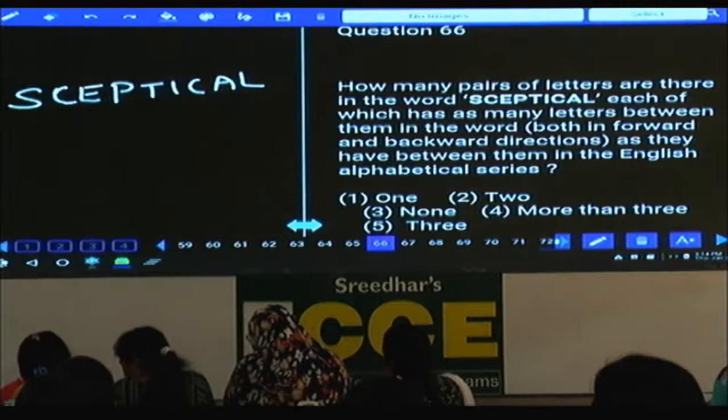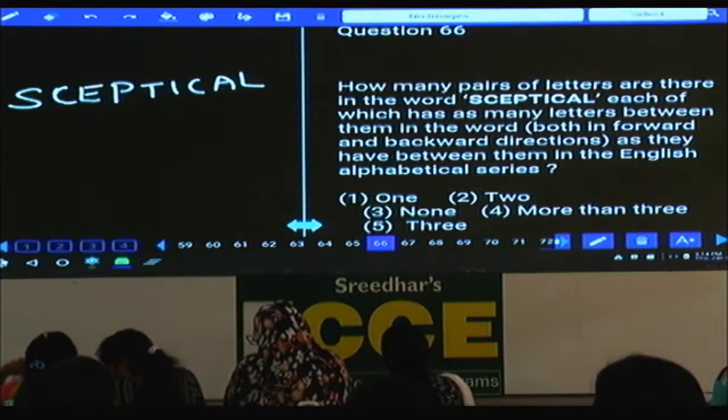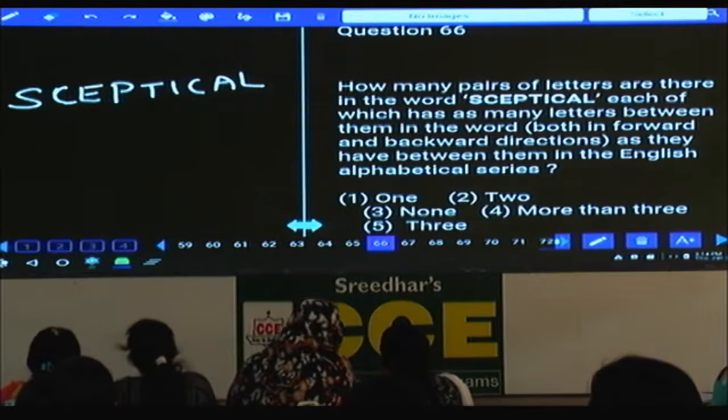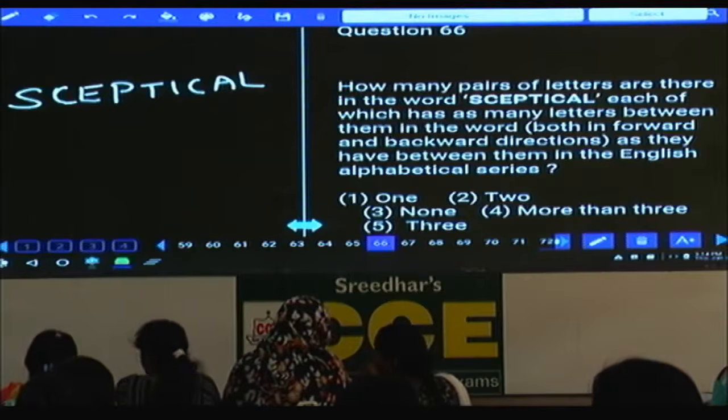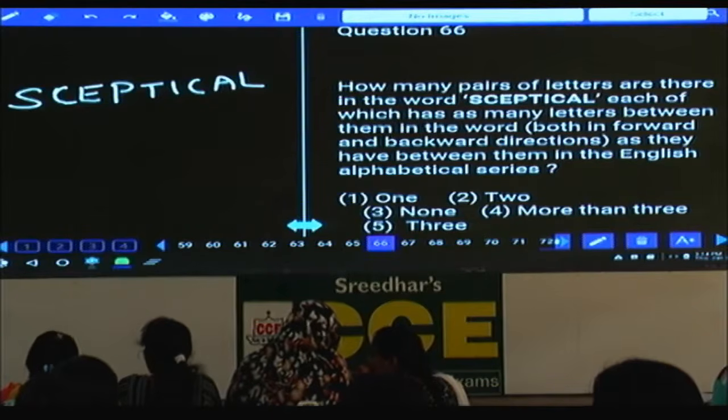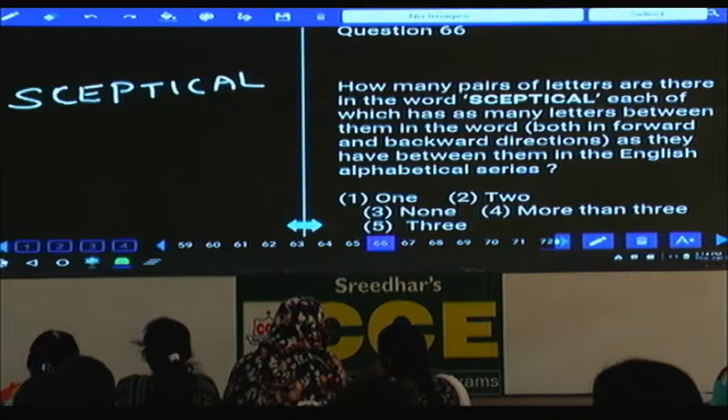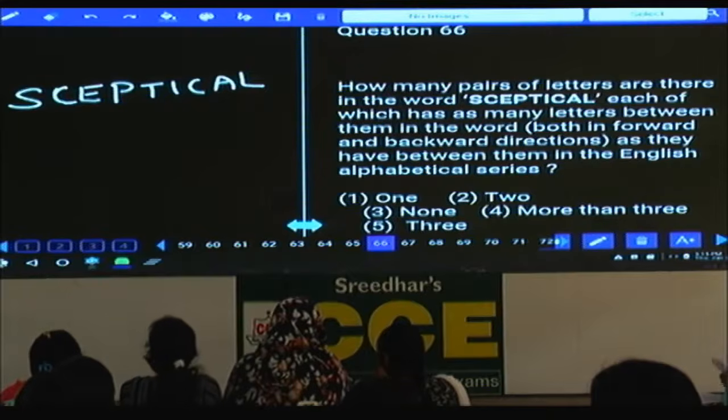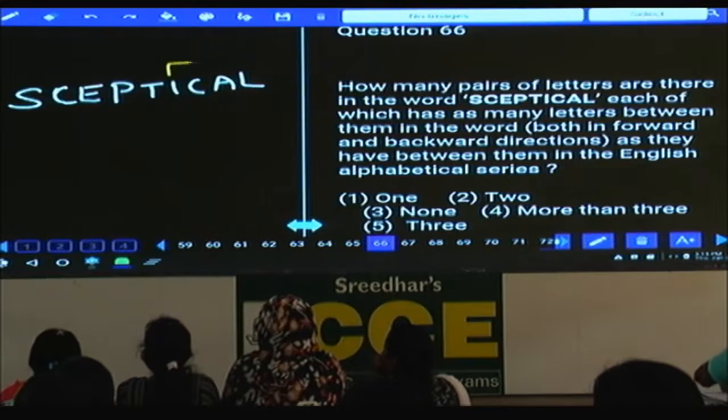S, T, U, V, W, X, Y, Z. Any letter matching here? No. Next one C, D, E, F, G, H, I, J. Next one E, F, G, H, I, J, K. Next one P, Q, R, S, T, U. T, no letter more than this T. I, J, K and L.